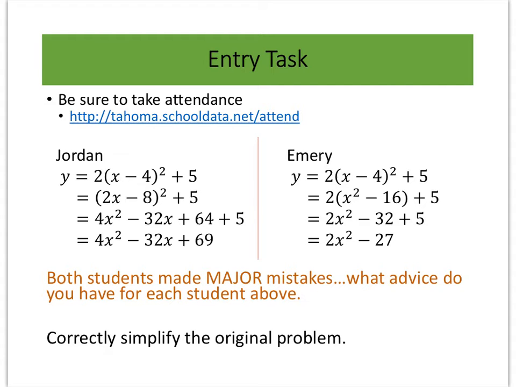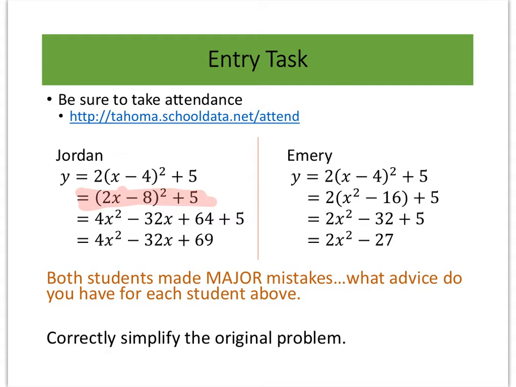All right, so just taking a look here at Jordan's work, we want to notice that we've got 2 times (x minus 4) quantity, all of that is being squared, or raised to the power of 2, and then plus 5. It looks like what Jordan did is he originally distributed this 2 inside. That's a bad deal because we can't distribute until we address that exponent. So that's really the mistake that Jordan made.